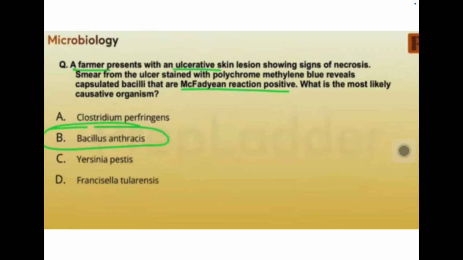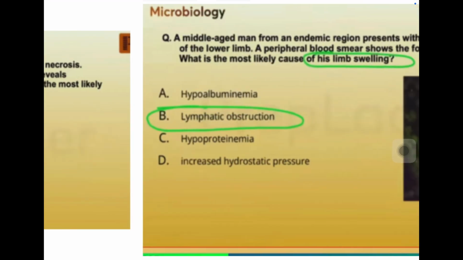A farmer presents with an ulcerative skin lesion showing signs of necrosis. Smear from the ulcer stained with polychrome methylene blue reveals capsulated bacilli that are McFadyean reaction positive. What is the most likely causative organism? That is your Bacillus anthracis.